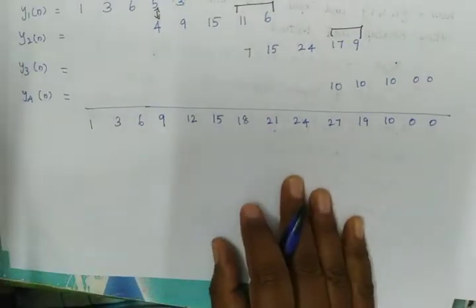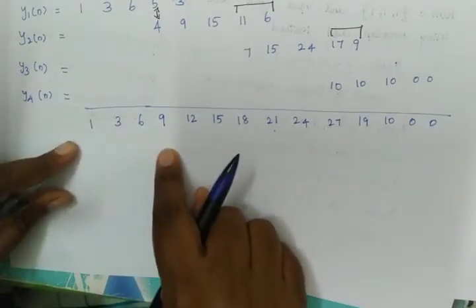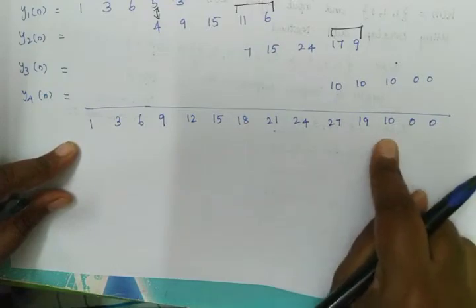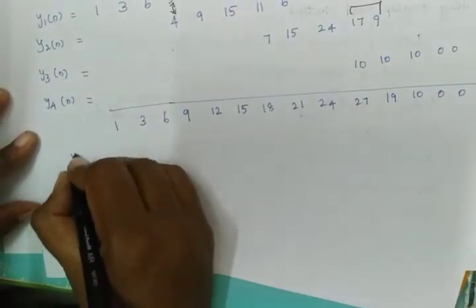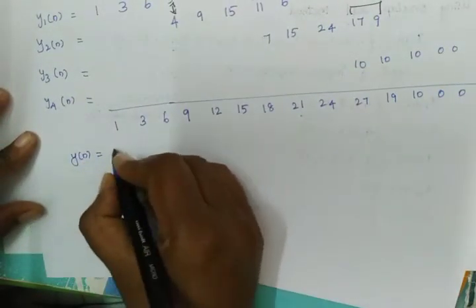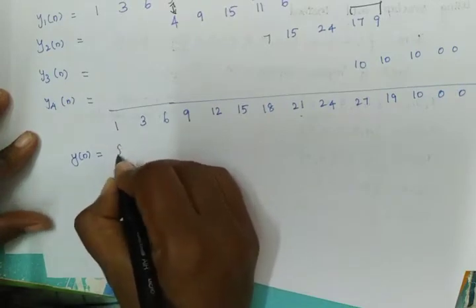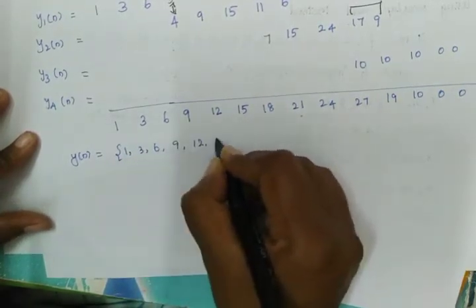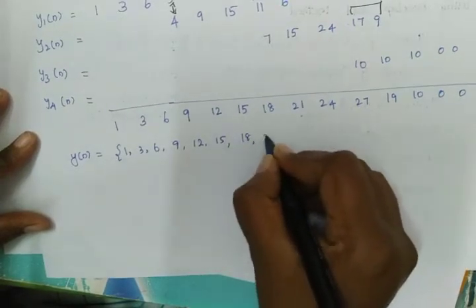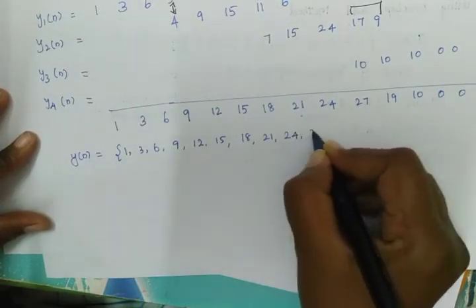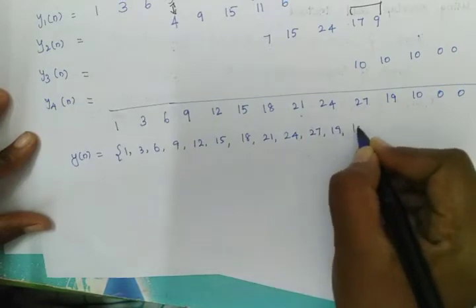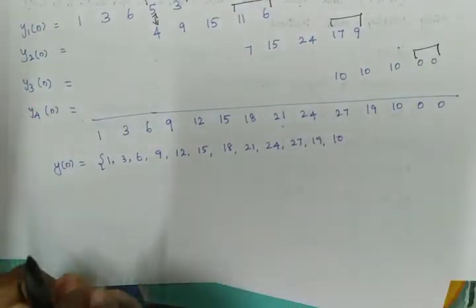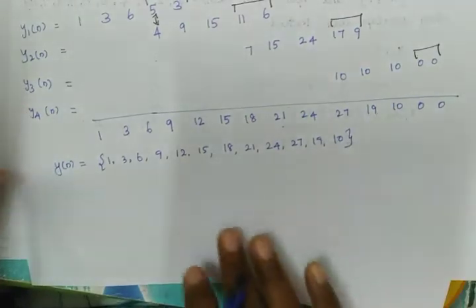Now this is the final answer, that is 1, 3, 6, 9, 12, 15, 18, 21, 24, 27, 19, 10, and so on. So the final answer y of n is equal to 1, 3, 6, 9, 12, 15, 18, 21, 24, 27, 19, 10. Because these two are overflow, omit these two. So we have this as the answer.